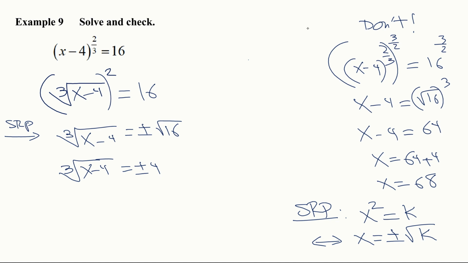So that's really two equations that we need to consider. One is the cube root of x minus 4 equals 4. The other one is the cube root of x minus 4 equals negative 4. Now, if this were a square root, we would have no real solution, but it's a cube root, so no problem. A cube root can be negative. So now we go ahead and cube both sides of each equation.